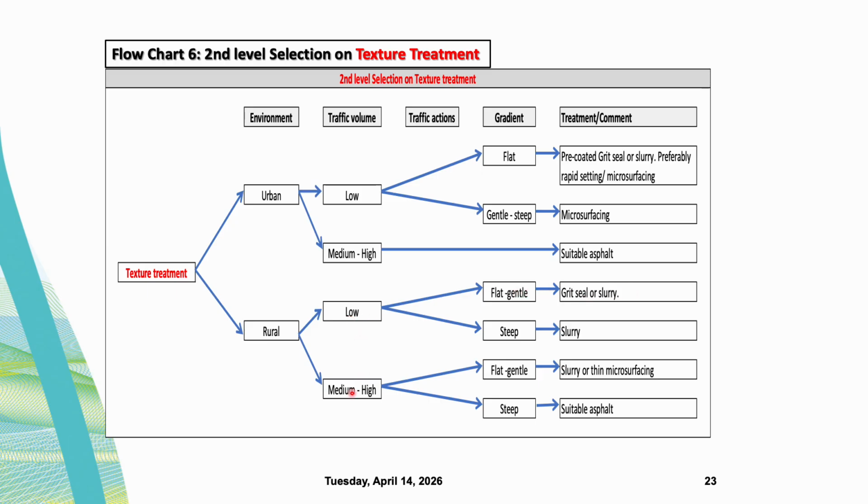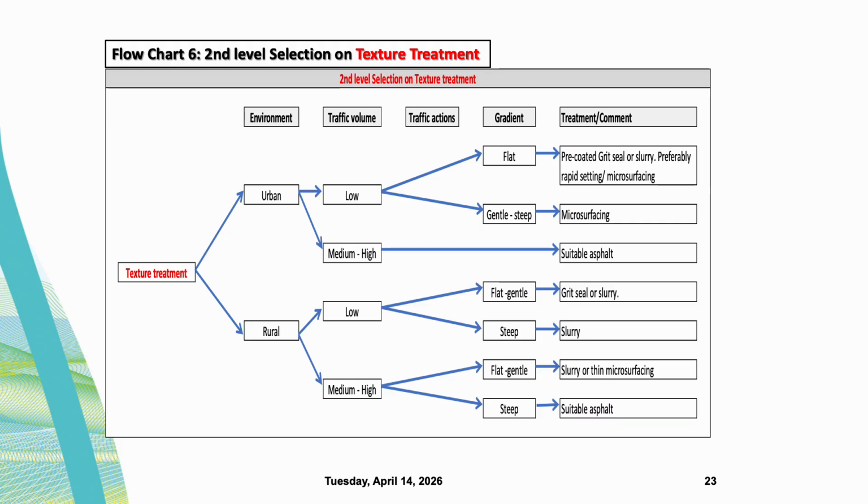If the traffic is high in the rural environment and you want to do texture treatment, medium-high traffic, steep slope, it's better to use asphalt. Stay away from surface treatments. It will not work there. If it is flat, you can use slurry or thin microsurfacing in order to get your surface texture corrected from a smooth surface to a textured surface.